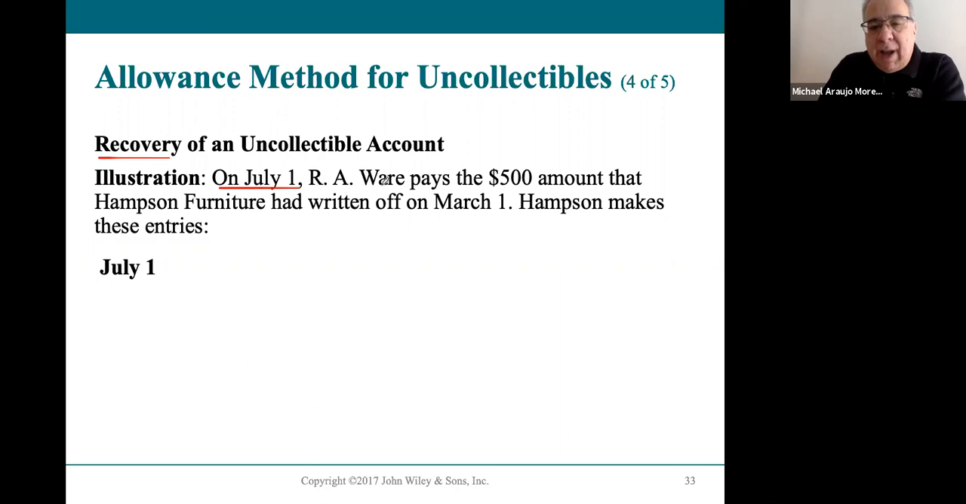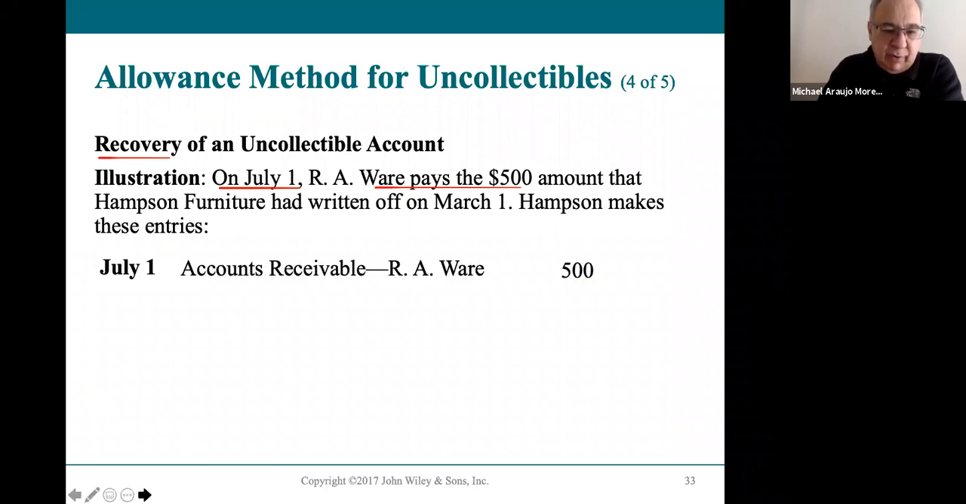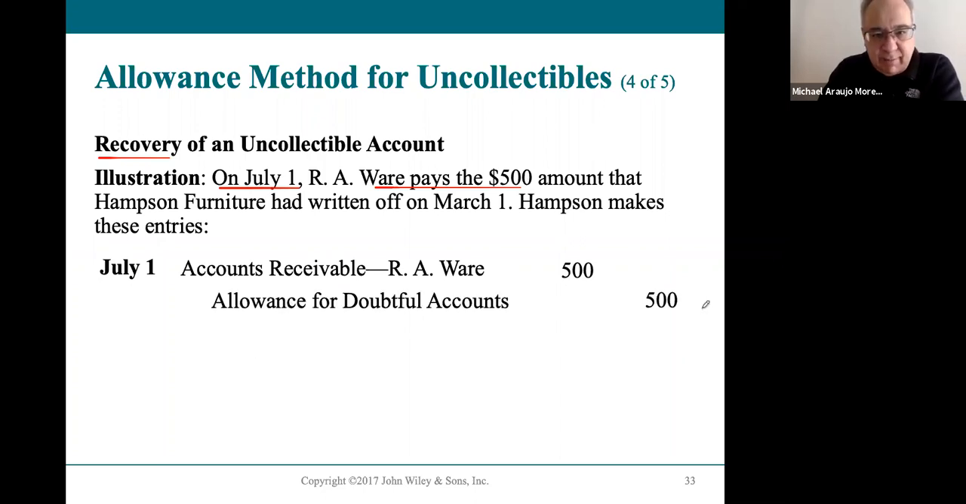So what happens if Ware ends up paying the amount that he owes? Well, the first thing you got to do is reinstate his account because you already wrote him off in essence. So that's easy. Put him back into the receivables. And the money you took out of the allowance account, put it back in for some other deadbeat. And then take the cash.